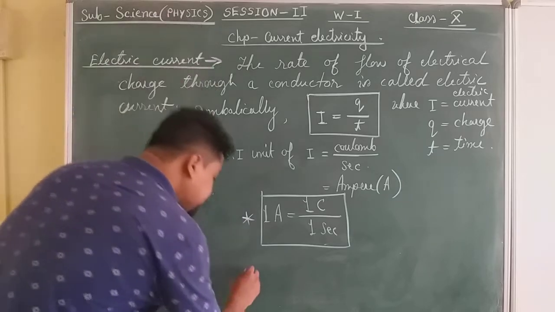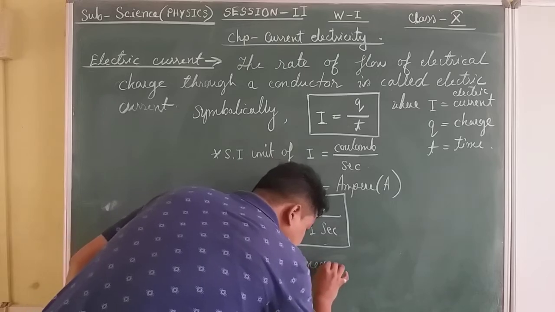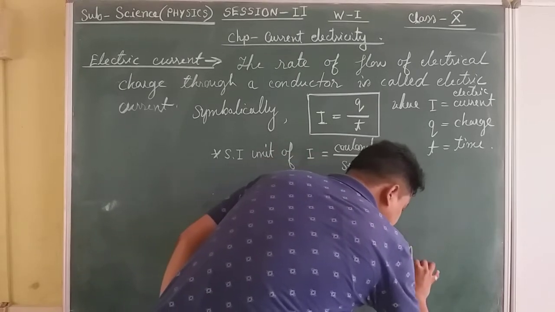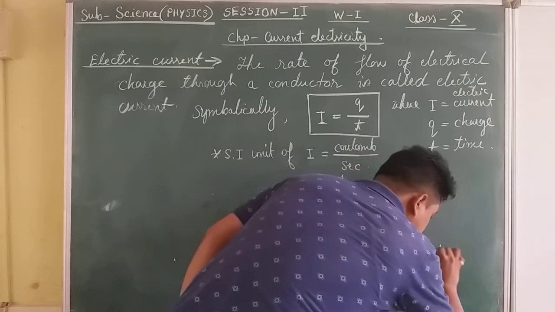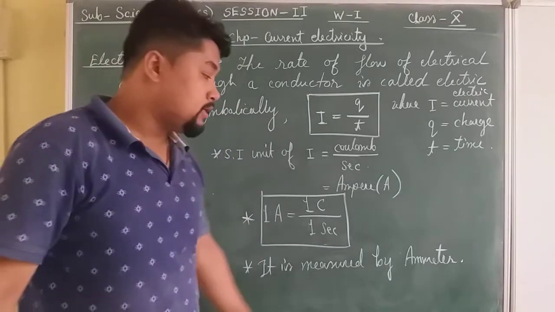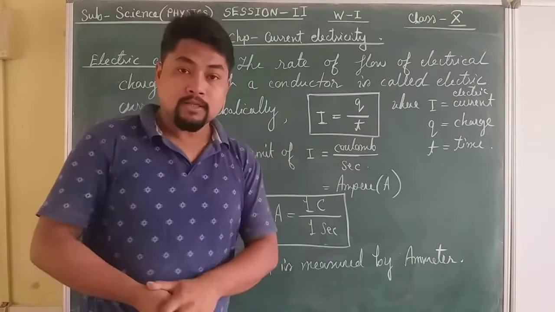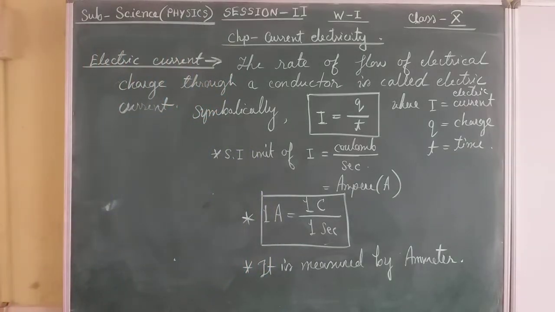Okay, it is measured by an instrument called an ammeter, which is connected in series in an electrical circuit. Right? So electric current is measured by an ammeter.